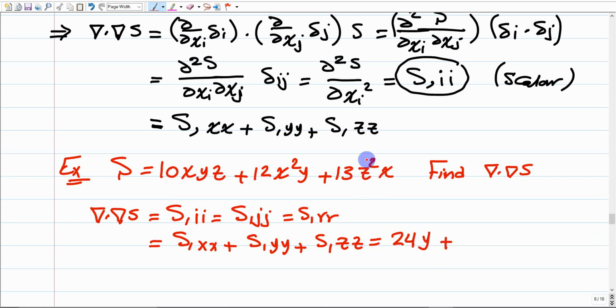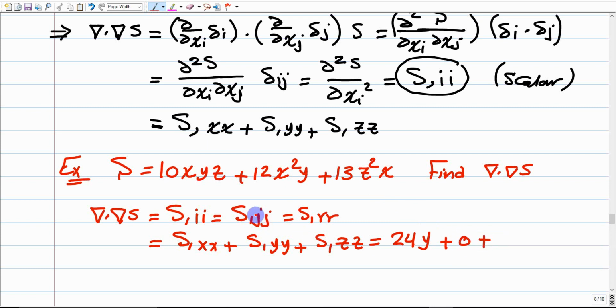Plus the second derivative with respect to x of this term is 0. So this is the second derivative of s with respect to x. The second derivative of s with respect to y: this term will be 0, there is no y squared here, there is no second derivative with respect to y of this term. The same thing here, the second derivative with respect to y of this term will be 0, there is no y, so we're going to have plus 0.